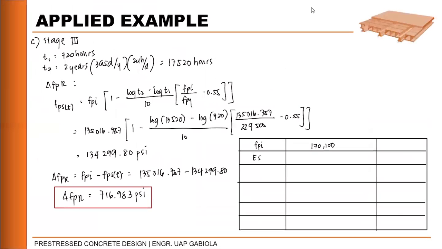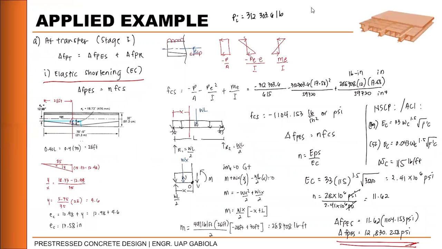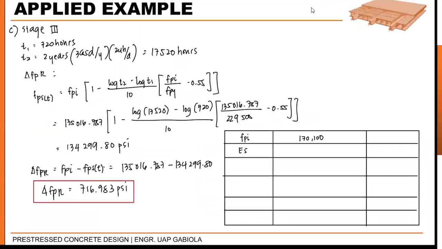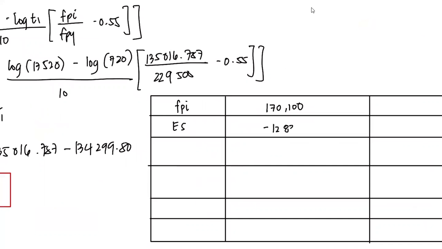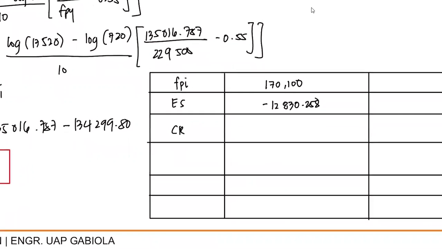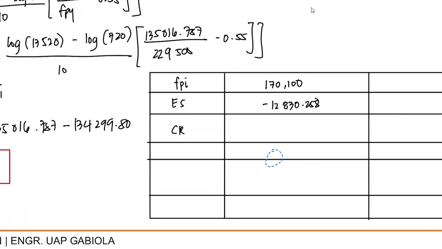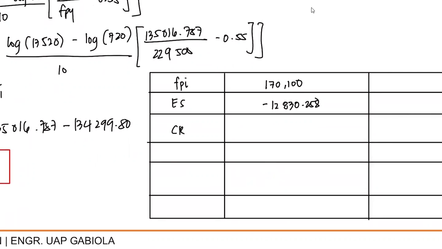So, tingnan natin yung elastic shortening natin. Yung value niya sa elastic shortening ay yan, 12,830.258. Okay. So, minus yung 12,830.258 natin. Then, ang kasunod is meron tayong creep and shrinkage. Okay, shrinkage. Then, ito yung relaxation.